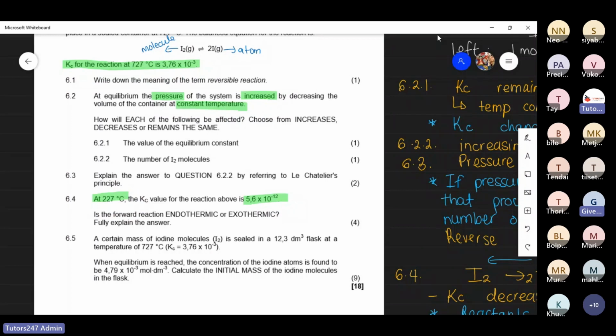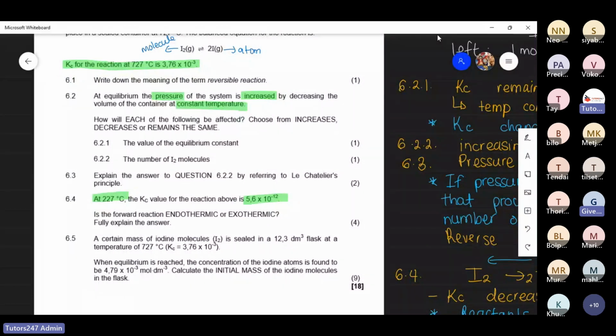In question 6.4, we are now dealing with temperature. And in 6.5, we most likely will deal with concentration because it's a Kc calculation. We know that Kc involves concentration, right? So let's take a step back. We've now figured out that there's a decrease in temperature. And what is the rule?